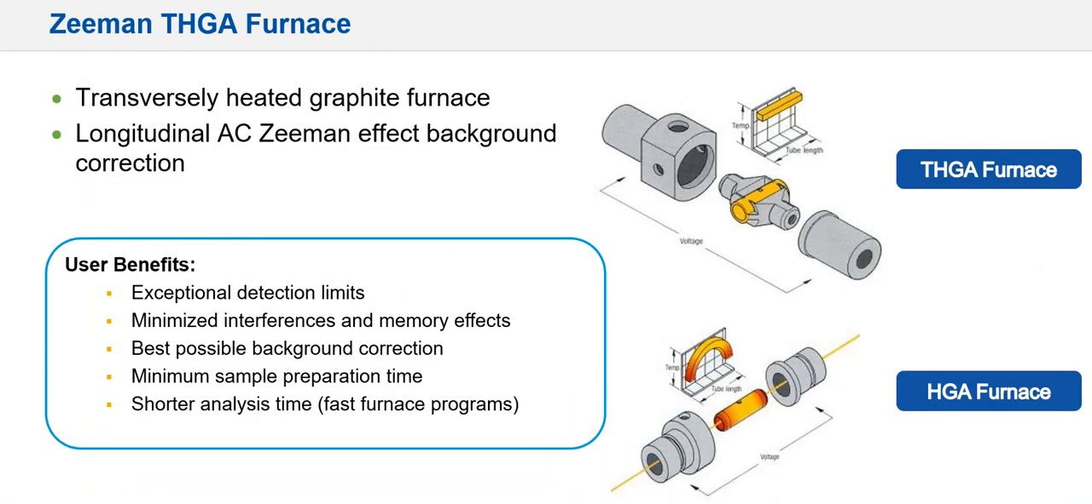The two furnace types, as you can see on the right, there's the transversely heated graphite atomizer and the heated graphite analyzer. The Zeeman transversely heated graphite analyzer furnace really gives you those exceptional detection limits. They reduce the interferences and memory effects because of its good heating profile, as you can see here on the right. Don't have those cool zones as opposed to the HGA furnace, where you have some cool zones on the end, which could lead to condensation.